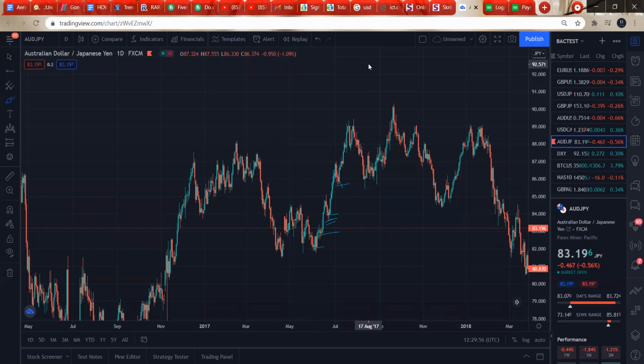It is giving you more entries on those order blocks. So your TPs will now be these order blocks, which will be on the left.